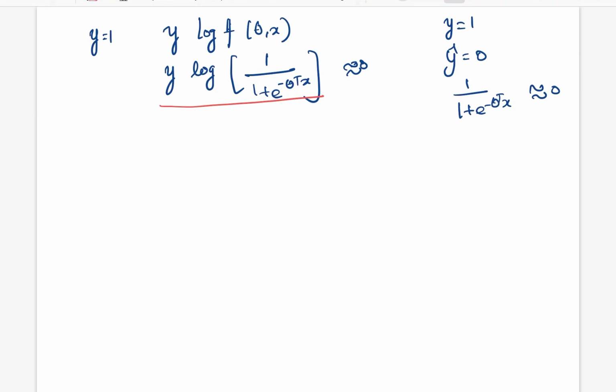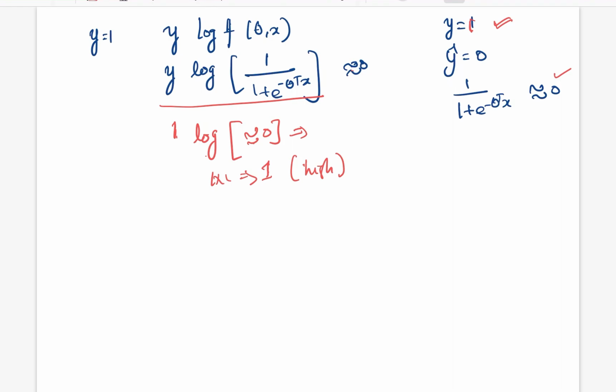How does it happen? When y equal to 1, just substitute these values: 1 times log of this entire term, which is closely equal to 0. Oh sorry, I made a mistake. Whenever y equal to 1 and this mapping function is closely equal to 0, the log of 0 becomes very large. So 1 into that becomes large. That means cost is high. Because our prediction is not aligned with the actual, our prediction is closely equal to 0 but actual is 1, so the cost is high.